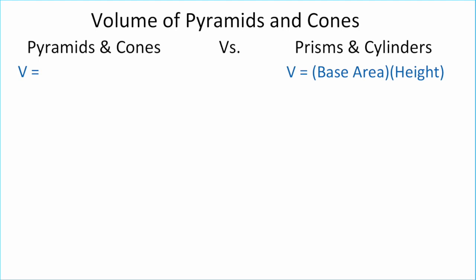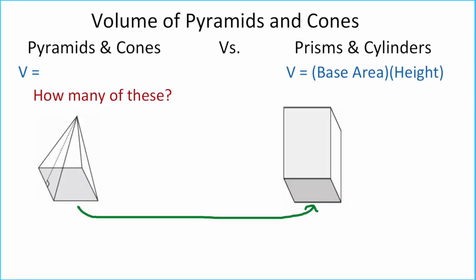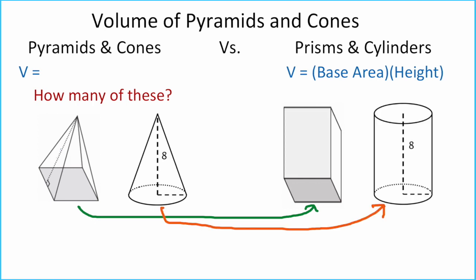So let's try something here. How many of these square-based pyramids does it take to fill up that square-based prism? Let's assume that they have the same square as a base and the same height. It turns out it's the same formula for cones as it is for pyramids. Same idea. How many of these cones does it take to fill up that cylinder? They have the same circle as a base and they have the same height.